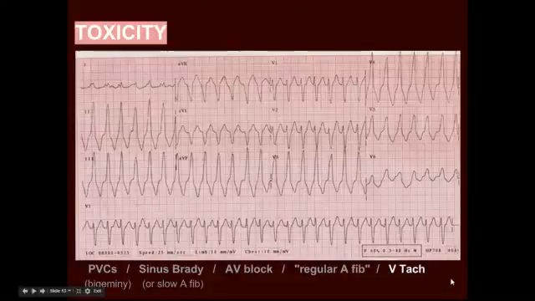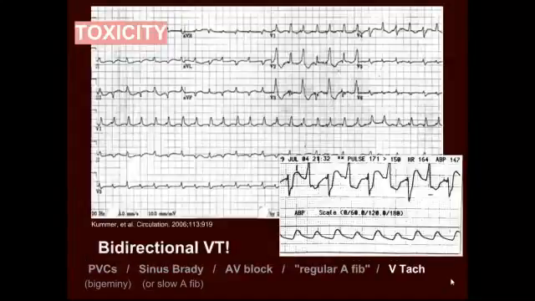And lastly, VTach can be an unfortunate complication of digitalis toxicity. You can see both what you would think of as your normal VTach as well as this bidirectional VTach. Here's a close-up from a paper from Circulation 2006 where you can see up, down, up, down. You have that bidirectional VTach. Make sure you think of digitalis toxicity.